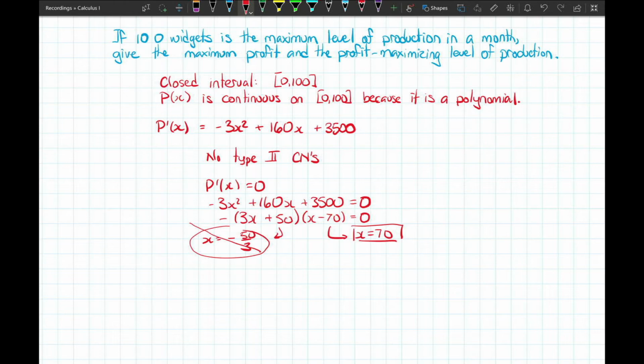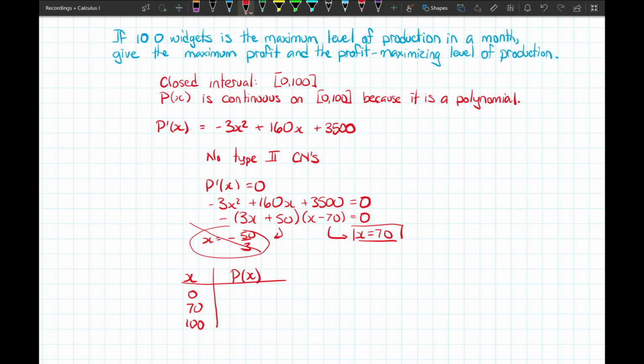Now, the second and third steps of the closed interval method are simply to evaluate this function, in this case profit, at the critical numbers as well as endpoints. So we'll start off by making a little table of values for x, and we'll see that we need to look at the endpoints, 0 and 100, as well as the critical number, which in this case is 70. And we're just going to plug those values into our function and see which ends up being largest and smallest.